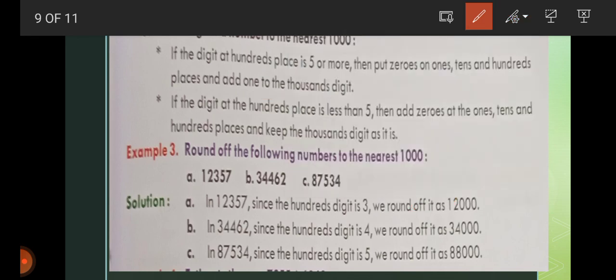Now the next line is if the digit at the 100 place is less than 5, then put 0 at the ones, tens and 100 place. Keep the 1000 digit as it is. Now try to understand this with the help of an example, 12,357. In this case the digit at 100 place is less than 5. The digit at 1000 place will remain the same. 0 at 100 place, 0 at tens place, 0 at ones place, and 10,000 also remains the same. In this way you will find the estimated value to the nearest 1000.